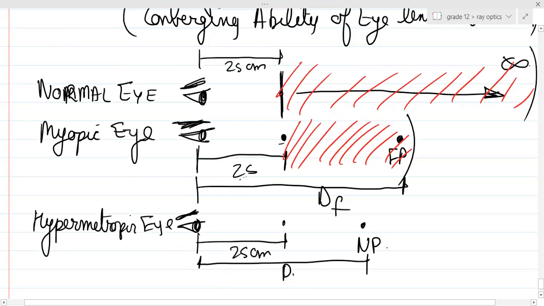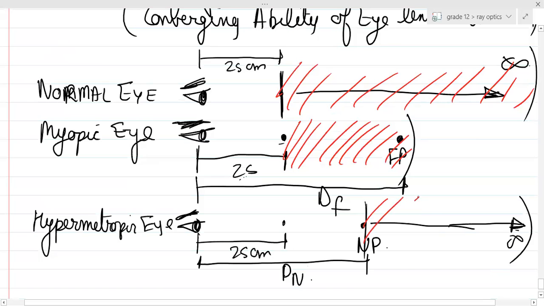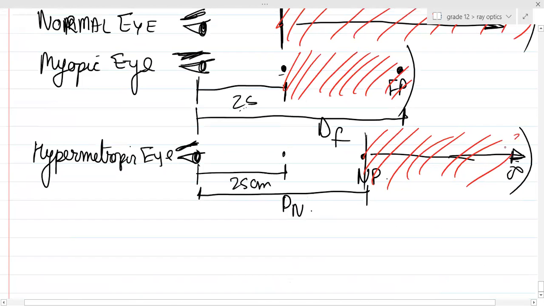So when the object is placed from the near point, then I'll be able to see it till where? Till infinity. So basically, what is the range of vision in this case? The range is basically from here to here. So can you see the range, guys? Any doubt in this particular thing?